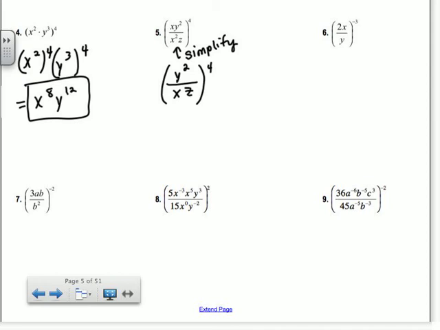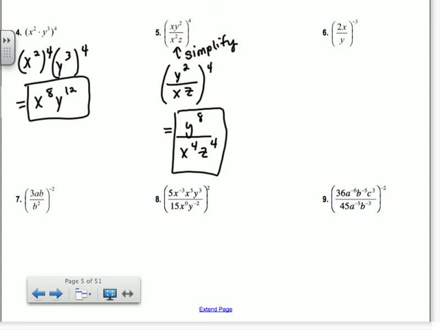Okay, now bring the fourth power in. So I get y to the eighth over x to the fourth, z to the fourth, and that's your answer. You can't reduce down the powers. Some people will try to say 8 and 4 reduce to 2 and 1. You can't do that.